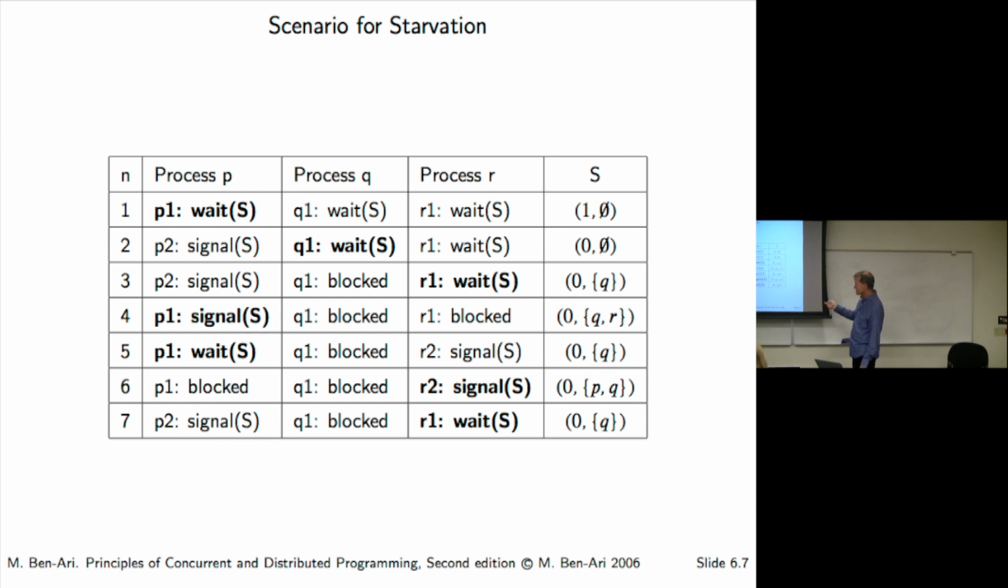this scenario can happen. P1 can signal, and then P1 could wait, and then R2 could signal, R2 could wait. And then what's happening is Q1 is being starved, see? It'll always be blocked if they switch back and forth. All right.